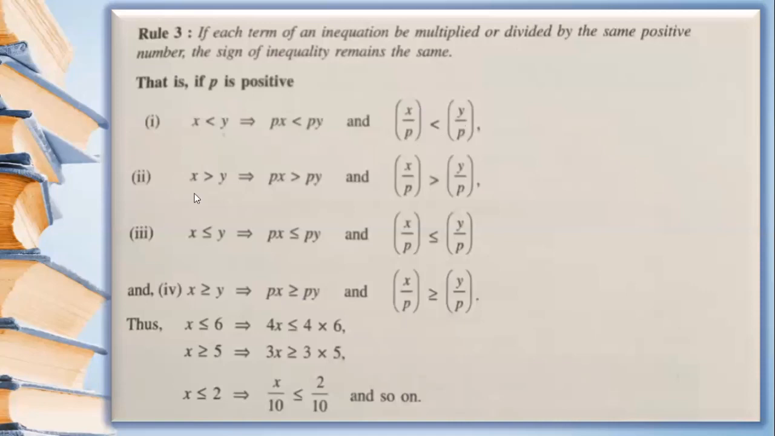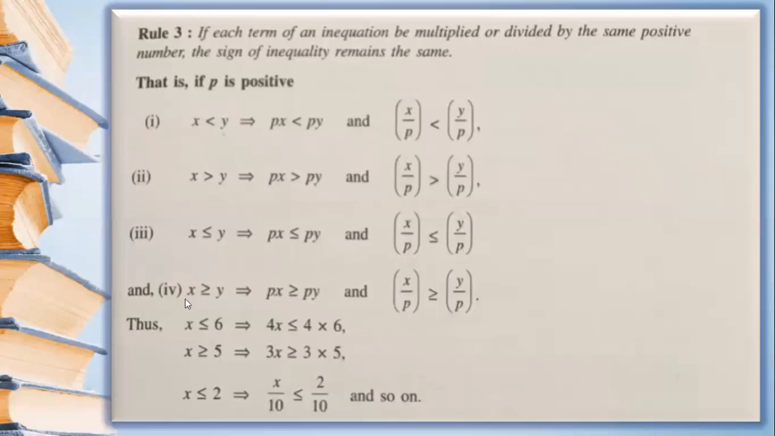If we have x is greater than y, then again if we are multiplying both sides by a positive number p, the inequality sign remains the same. So we will get px greater than py, and on dividing both sides by p, we will get x upon p greater than y upon p. In the same manner, if we have x is less than or equal to y, on multiplying or dividing both sides by positive number p, we will get px less than or equal to py, and x upon p less than or equal to y upon p.